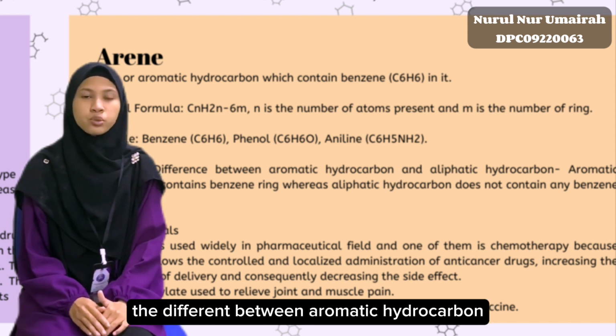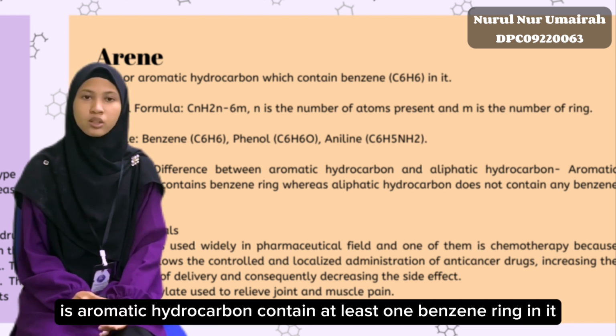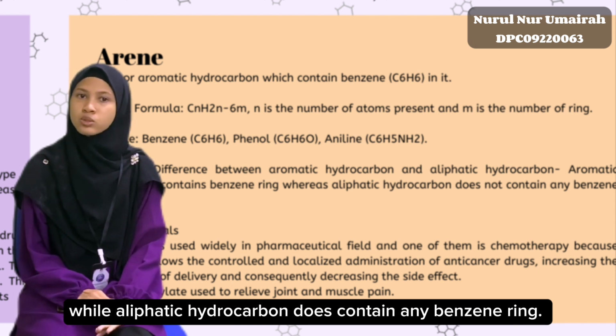The difference between aromatic hydrocarbon and aliphatic hydrocarbon is that aromatic hydrocarbon contains at least one benzene ring in it, while aliphatic hydrocarbon does not contain any benzene ring at all.